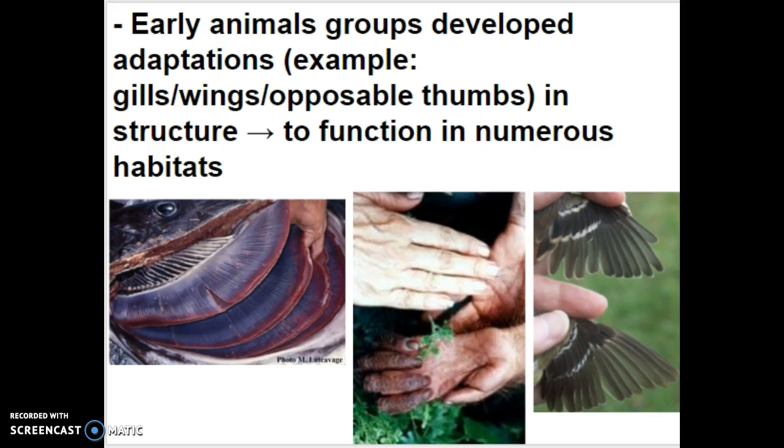Early animal groups had to develop a lot of adaptations from this eukaryotic and multicellular way of life. As you know, we have many different types of animals all over the planet, so lots of adaptations. For example, gills for fish to be able to take oxygen out of the water, wings for birds to fly, opposable thumbs for primates like ourselves to be able to grasp things. Those adaptations had to form in structure to function in numerous different types of habitats.